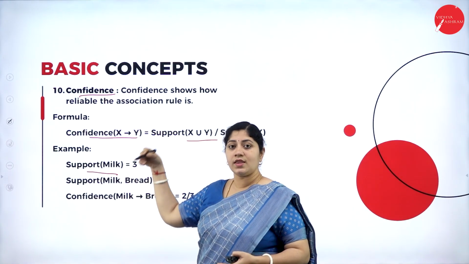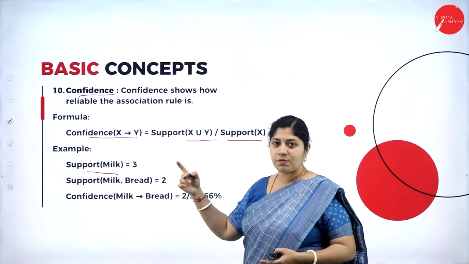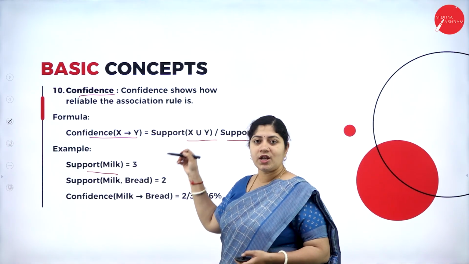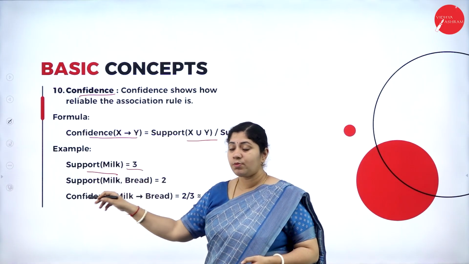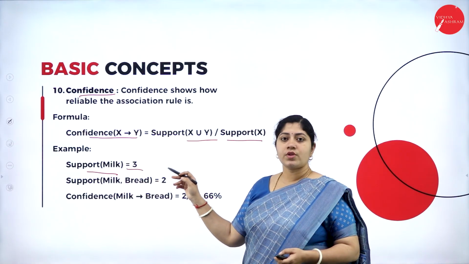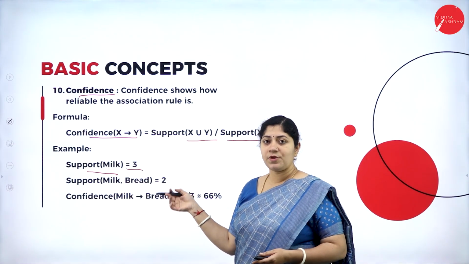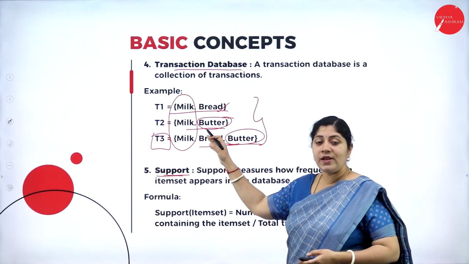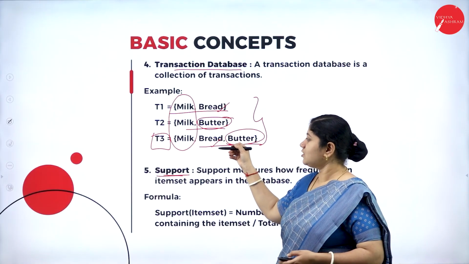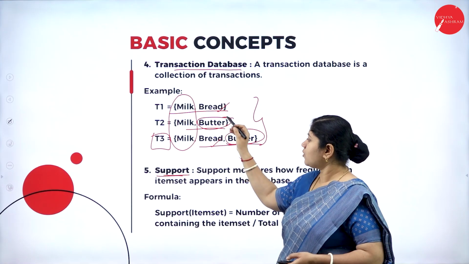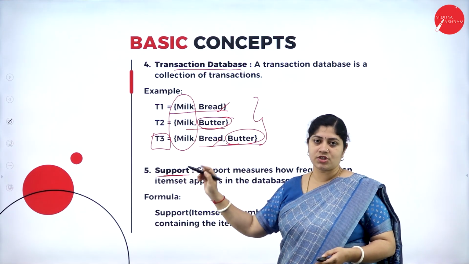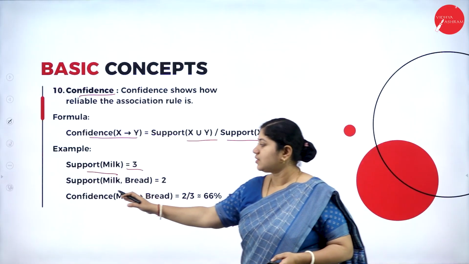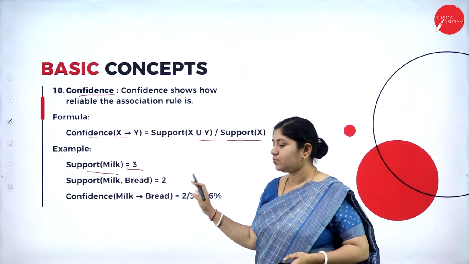Support of milk in that previous example. Do we remember that? Yes. Milk appeared in all the 3 transactions, so we are considering 3. Next, support of milk, bread. So milk and bread is repeated how many times? Let's get back and see. Milk and bread is repeated 2 times, correct? The milk bread combination is in T1 and T3 transactions. So we have considered support of milk, bread as 2.